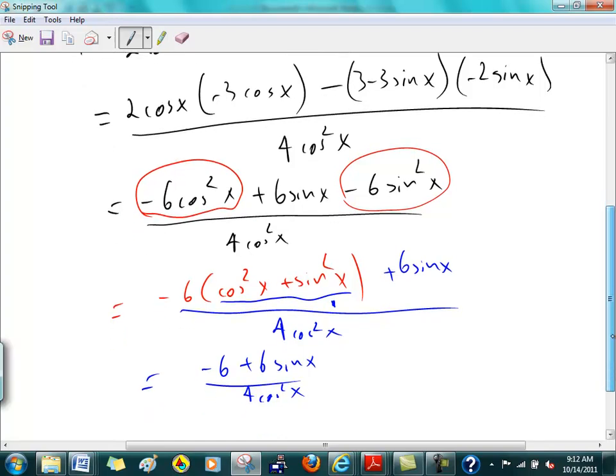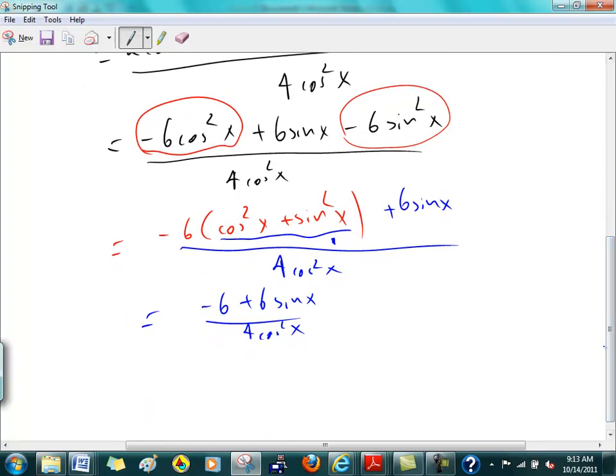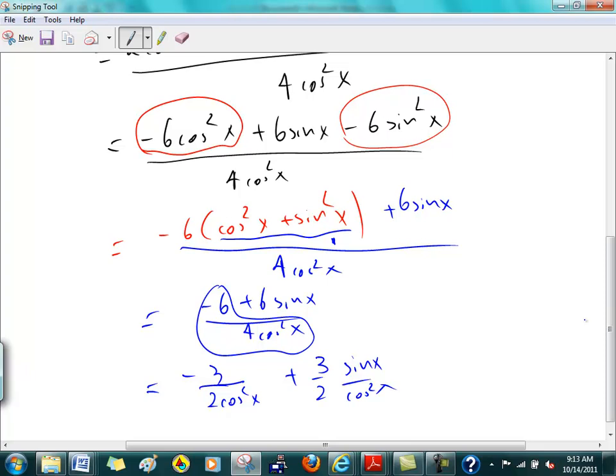Okay, so they've done a little bit more simplification. I don't know if we need to go there, but let's try it, okay? So what they've done is it seems like they've taken this and divided that out. So you get minus 3 over 2 cosine squared x. Yes? Plus 3 over 2 sine x over cosine squared x.